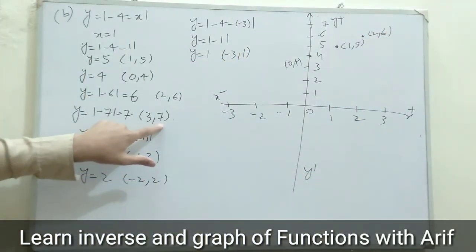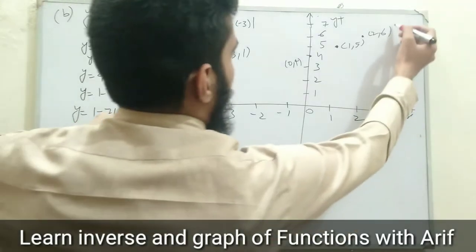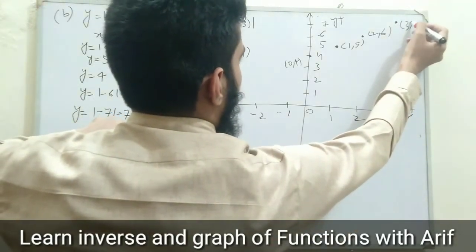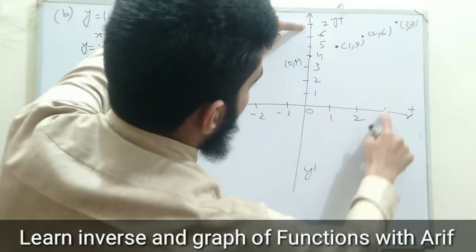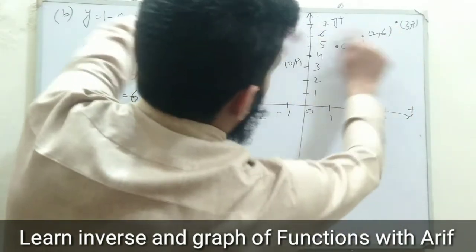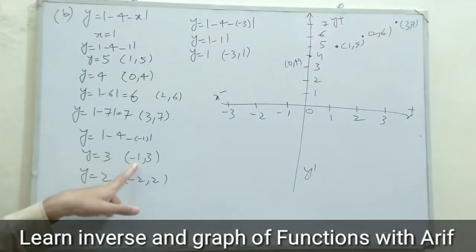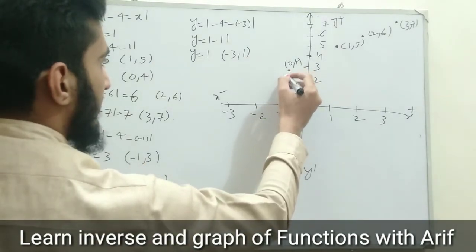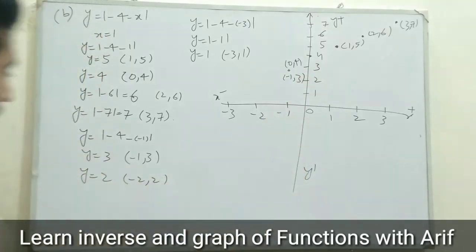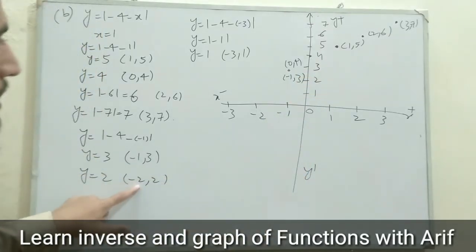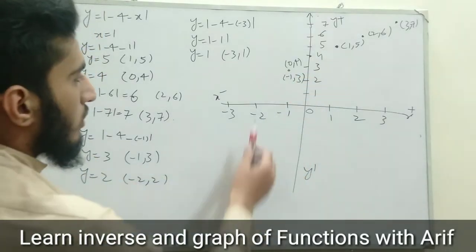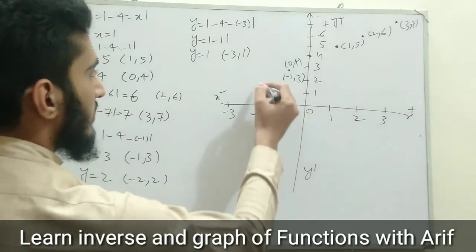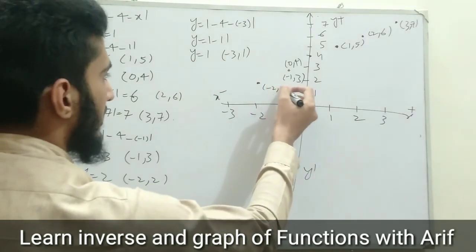When x is 3 and the value of y is 7, let's suppose this is 3 and 7. This is 7 and this is 3, so the point will be to the front of 3 and to the front of 7. And here when the x is -1, the value of y is 3, so the point will be over here, -1 and 3. When the value of x is -2, the value of y is 2. So let's suppose this is -2 and this is 2, so the point will be over here, -2 and 2.